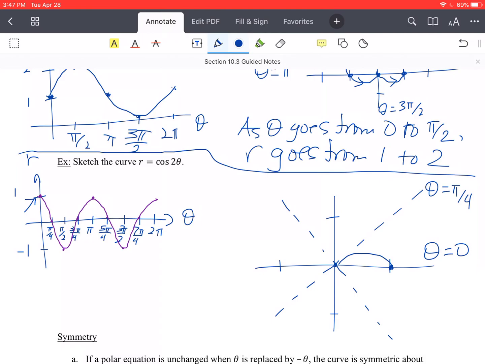And then as we go to pi over 2, we go to -1 down here. So remember, when it's negative, the r value doesn't go up here like this. It actually goes opposite side. So we're going to go to -1, which is down here. Okay, so this is going to go like that. Then as we go to 3 pi over 4, we're back up to 0. So this is 3 pi over 4, brings us back to 0.